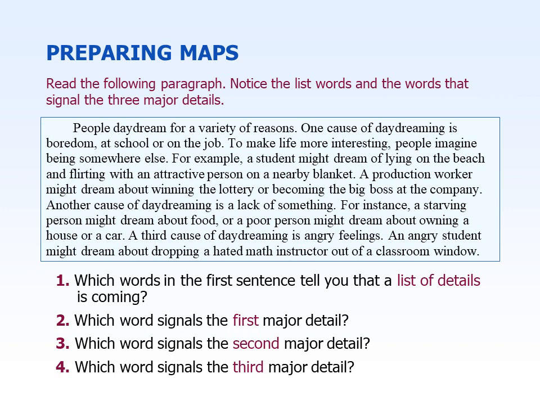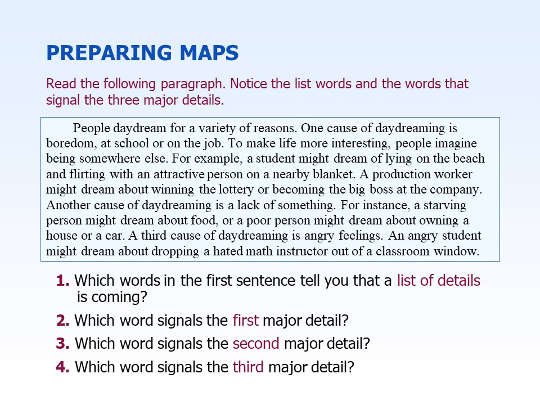People daydream for a variety of reasons. One cause of daydreaming is boredom, at school or on the job. To make life more interesting, people imagine being somewhere else. For example, a student might dream of lying on the beach and flirting with an attractive person on a nearby blanket. A production worker might dream about winning the lottery or becoming the big boss at a company.